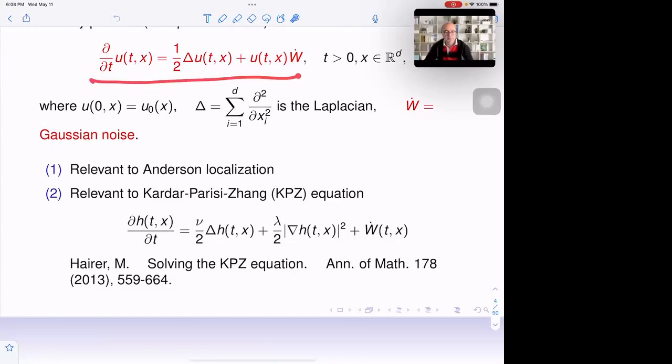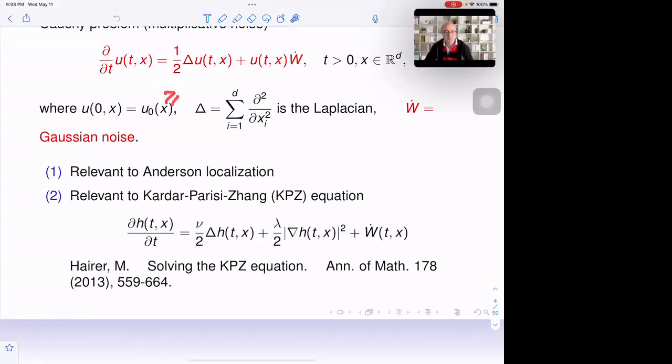So why do we study this equation? It is relevant to the so-called Anderson localization. Anderson is someone from physics who got the Nobel Prize sometime, I don't remember the year, maybe the 70s or something. And this is related to the so-called KPZ equation. You can prove that if the initial condition is positive, then the solution u(t,x) is also positive. If you let h(t,x) equal the logarithm of u, then h will satisfy this equation. You have this gradient squared here, and W is the same W. I will explain what Gaussian noise is later on.